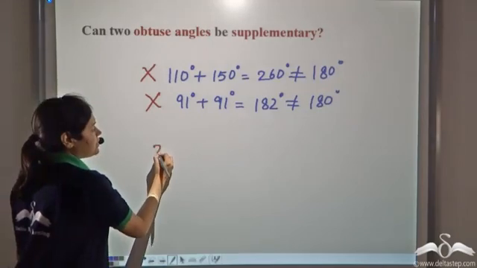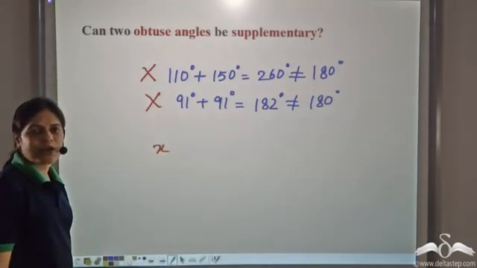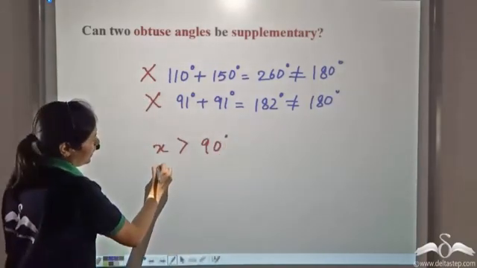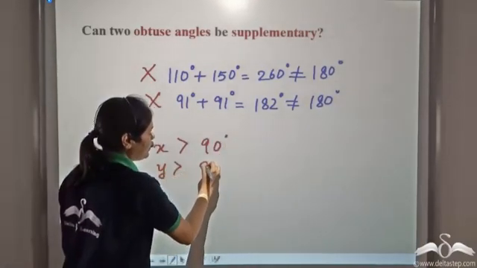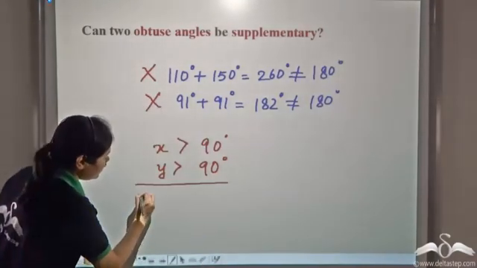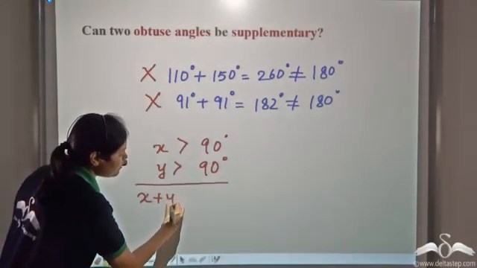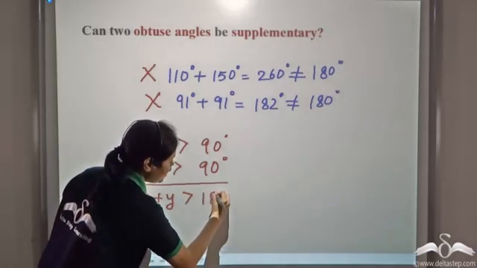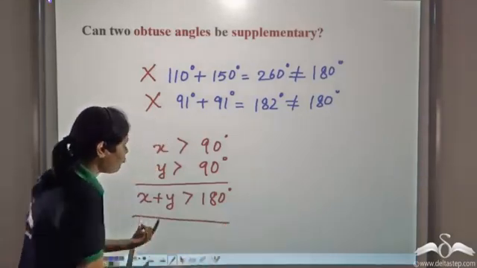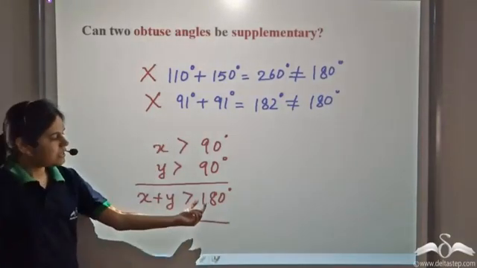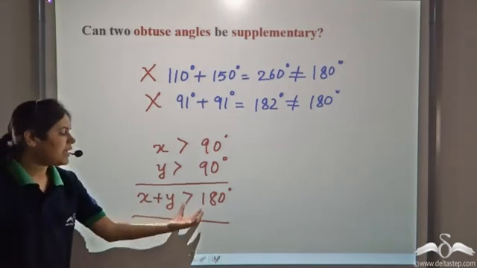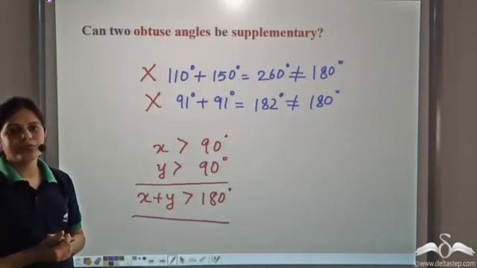Let us generalize this. We have an obtuse angle x greater than 90 degrees, another obtuse angle y greater than 90 degrees. We find their sum. Their sum is x plus y, which is greater than 180 degrees. So the sum of two obtuse angles is greater than 180 degrees. So they can never be supplementary.